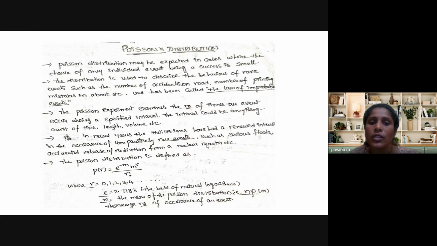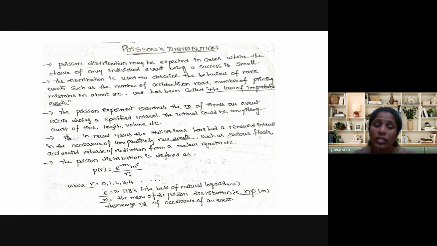And the next one is Poisson's distribution. As I already told you, Poisson's distribution mainly focuses on rare situations. That means these events happen very rarely, the frequency is very small. If you want to know the probability of event occurrence for such events, then you will use Poisson's distribution. That's why Poisson's distribution is called the law of improbable events. Improbable events means you can't expect that they will happen, because these are very rare situations.